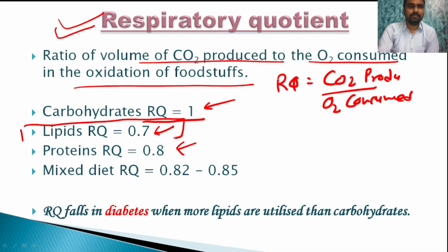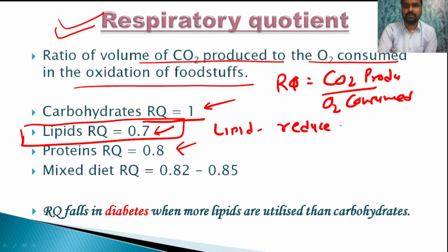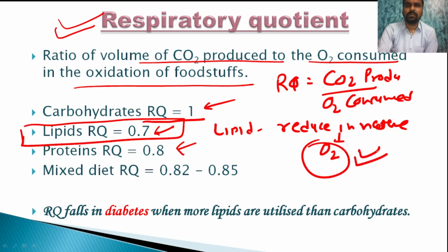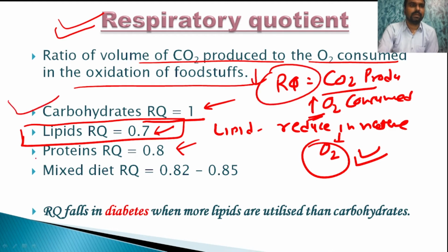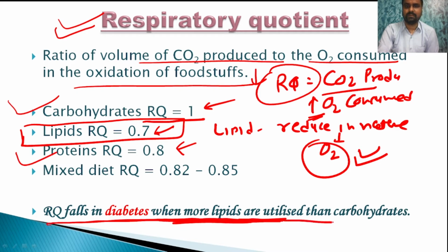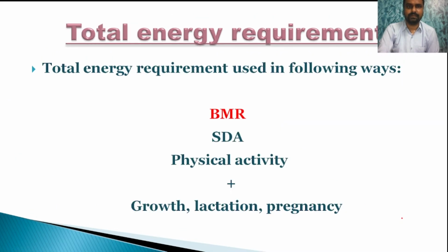Why is the RQ less in lipid? Because lipid is more reduced in nature, so it requires more oxygen. So oxygen consumed during oxidation of lipid is more. As your denominator is more, the RQ value is less, so it is less as compared to carbohydrate and protein. This RQ falls in diabetes when more lipids are utilized than carbohydrates.